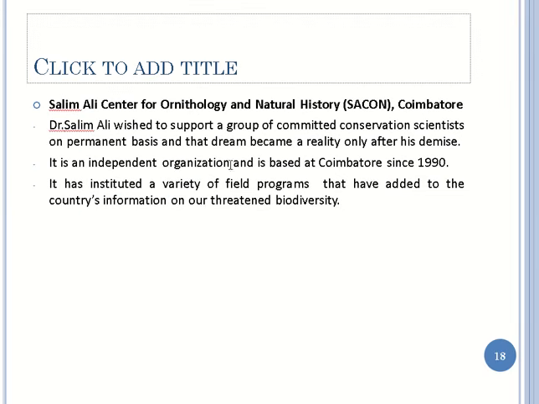Then this is the last one, you can say, Salim Ali Center for Ornithology and Natural History, SACON, Coimbatore. It mainly deals with the conservation of threatened birds. It is an independent organization based in Coimbatore since 1990, and it includes a variety of field programs and provides information on threatened biodiversity.